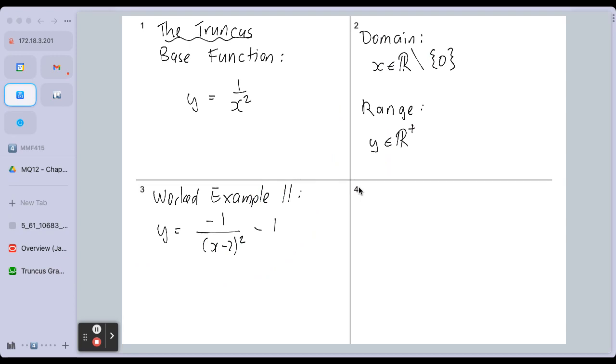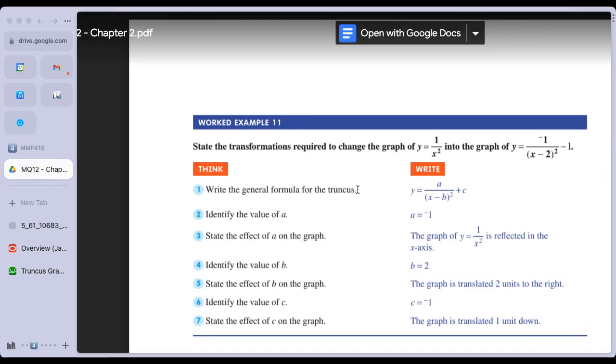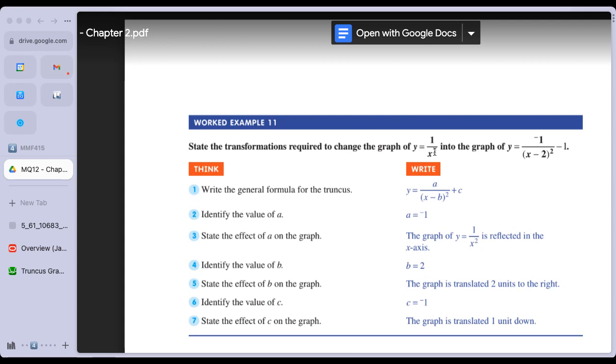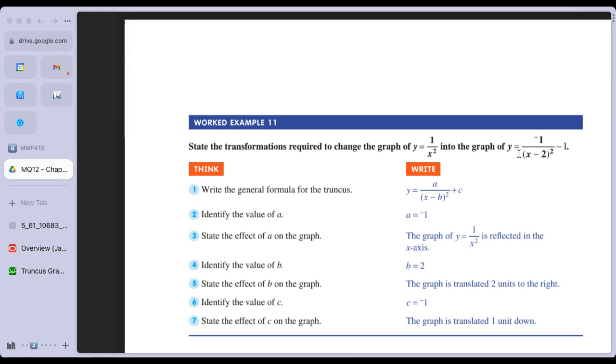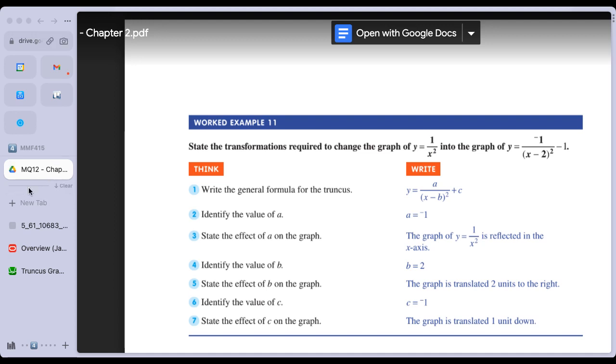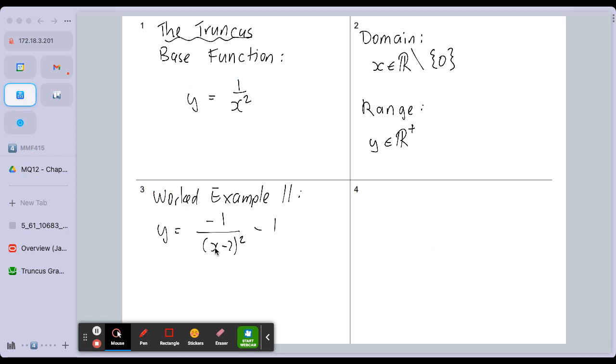Okay, so worked example really quickly. The question in the textbook is here, and it simply says, state the transformations required to change the graph 1 on x squared to -1 over x minus 2 all squared minus 1. Okay, so we're going to list them in order from DRT.